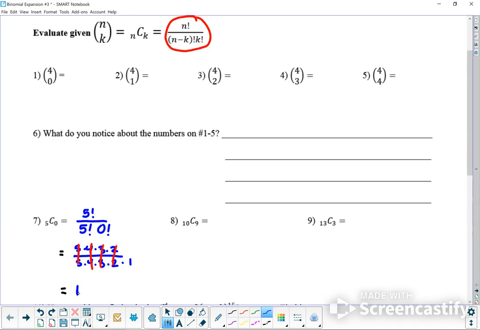Right? If you have 5 things, let's just say black, red, green, blue, and purple. If you have 5 different colors, how many ways are there to choose no colors, right? There's only one way to choose no colors, and that is to not choose.